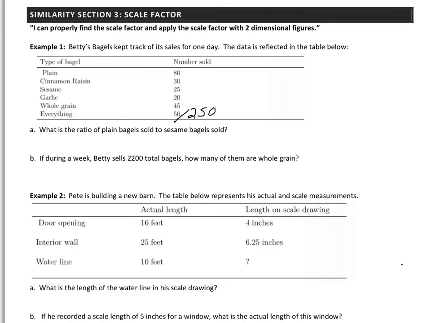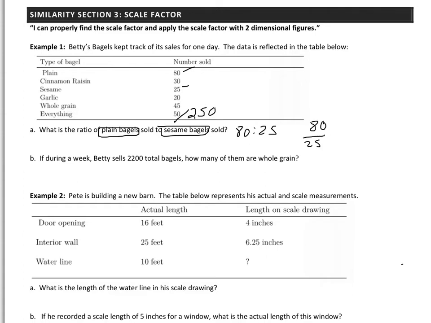Our first question says, what is the ratio of plain bagels to sesame seed? So we have two types of bagels they're inquiring about. A ratio can be written in two different ways, a fraction or a colon. And we'll write it with a colon first. So plain bagels had 80. And sesame seed bagels had 25. Now this is written with a colon. You can also write it as 80 over 25.